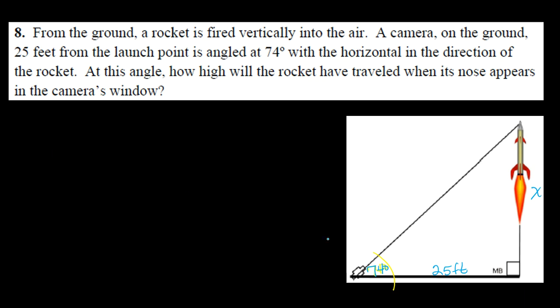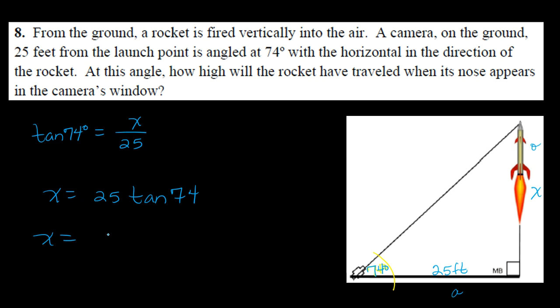So let's set this up. Our reference angle, we have opposite and we have adjacent. That's going to be tangent. The tangent of 74 degrees is equal to x over 25. We're going to cross multiply. We can see that x is isolated already. So straight to the calculator, 25 times tangent of 74 degrees is about 87.2. And this is feet.